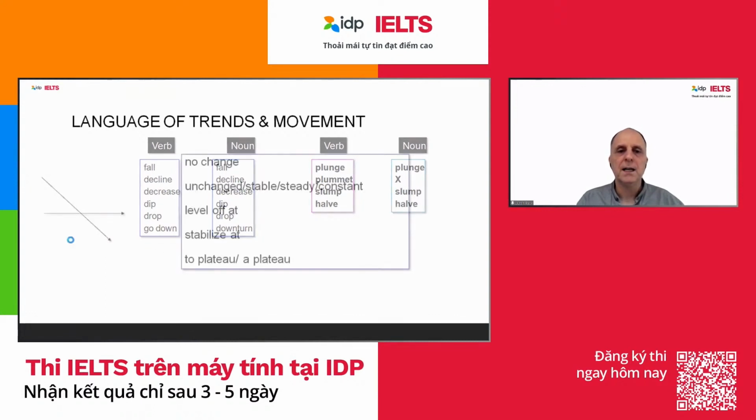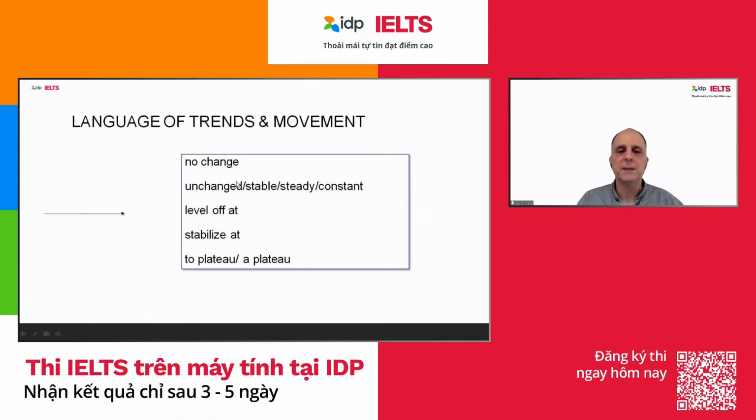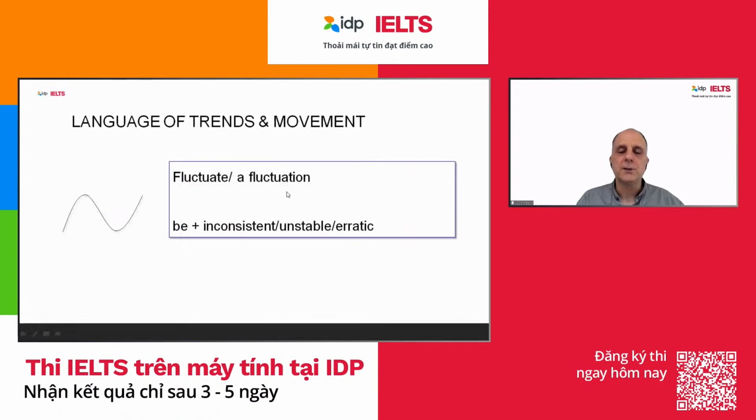Okay. And for some of the middle ones, we need to remember stabilize at, level off at as well. Fluctuation, so you'll all be familiar with those as well. To fluctuate, a fluctuation.